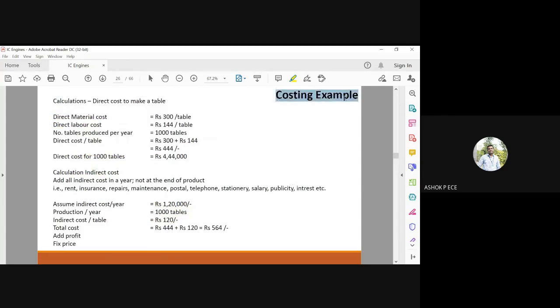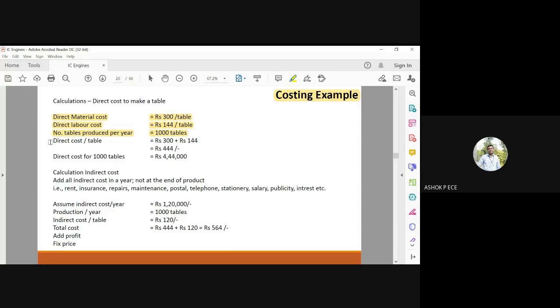For example, a simple costing example is given. Direct cost to make a table. For example, direct material cost for making a table is rupees 300 per table. The labor cost is 144 per table. Assume the number of tables produced per year is 1000 tables.